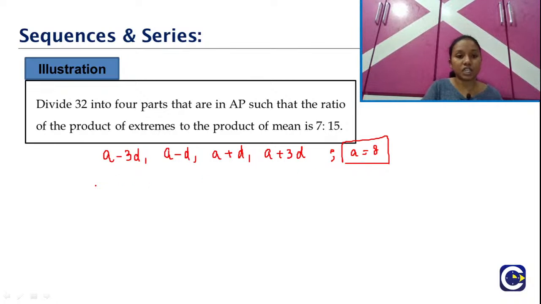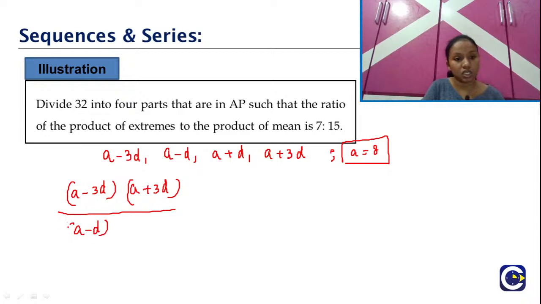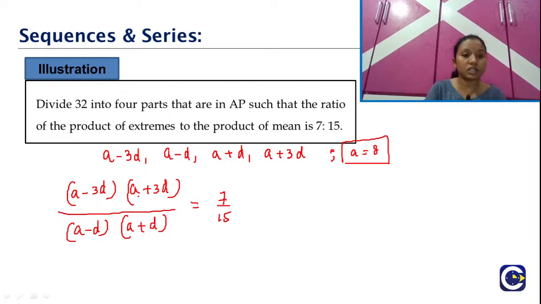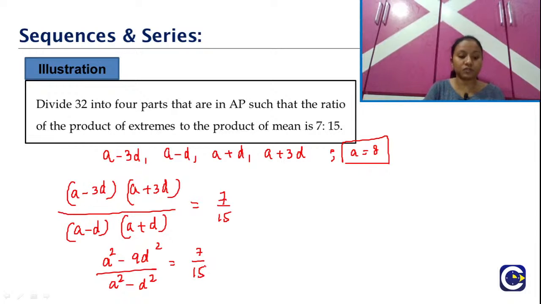So let's apply the second condition, that is product of extremes to product of means. That means A minus 3D into A plus 3D, over A minus D into A plus D. So these two will give a ratio equal to 7 by 15. Right. So here they are in the format of A minus B into A plus B, that means A square minus B square. So A square minus 9D square here. Same thing in the denominator, A minus D into A plus D, so it will be A square minus D square.